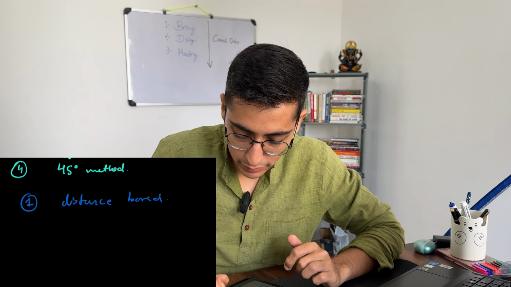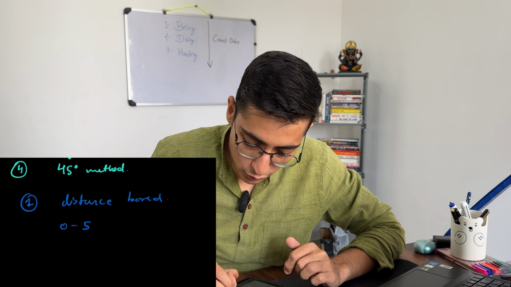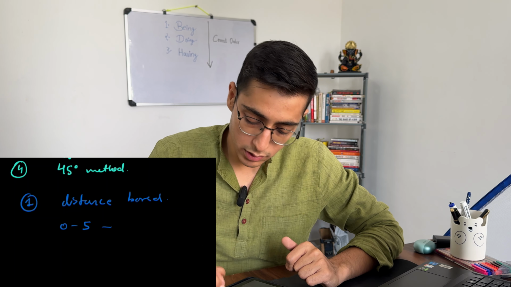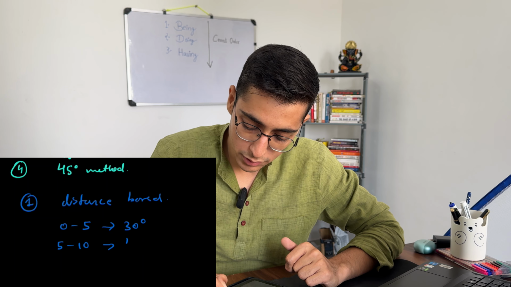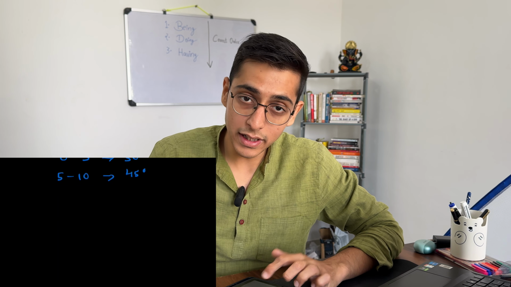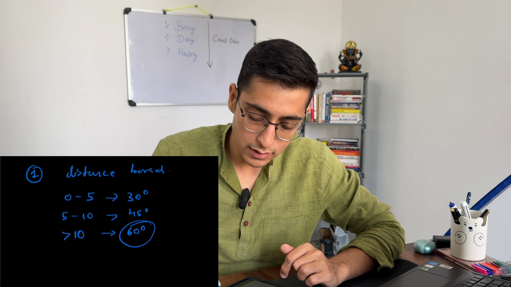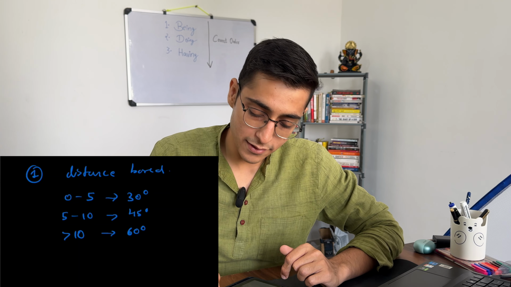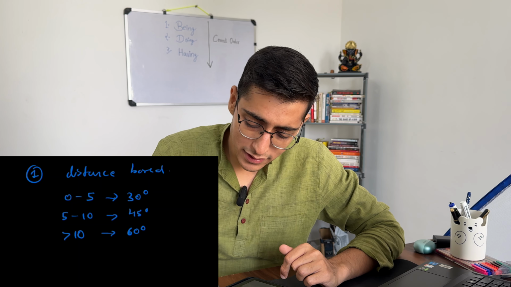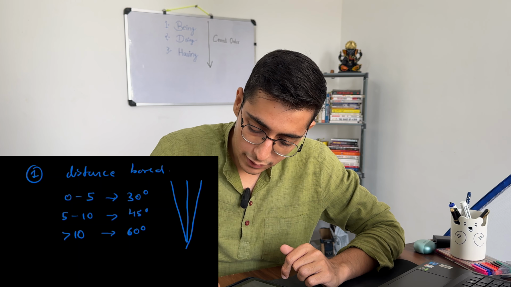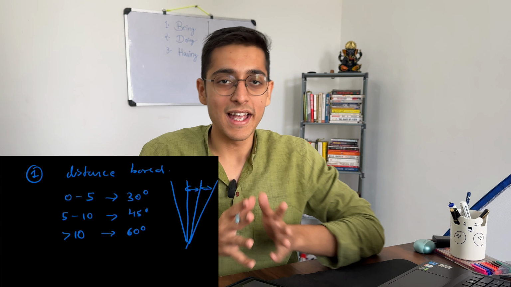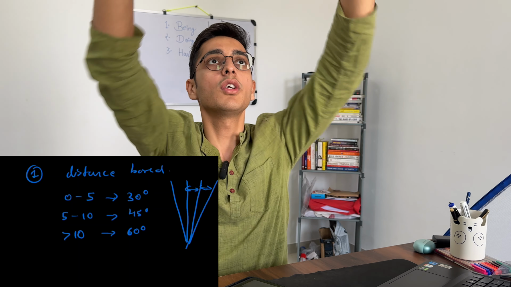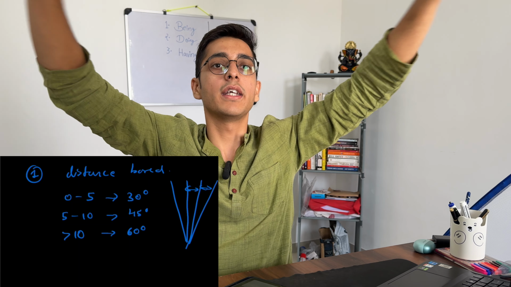If we go towards the first, distance-based method, it says that if you are between 0 to 5 nautical miles from the station, you apply a correction of 30 degrees. If you are 5 to 10 miles from the station, you apply a correction of 45 degrees. If you are greater than 10 miles, then you apply a correction of 60 degrees. Now, you know why this correction is increasing, because as we go farther and farther away from the station, the distance between these radials keeps on increasing as well, as these are lines which are emitting out. So the further you go from the station, the further these radials are from each other.